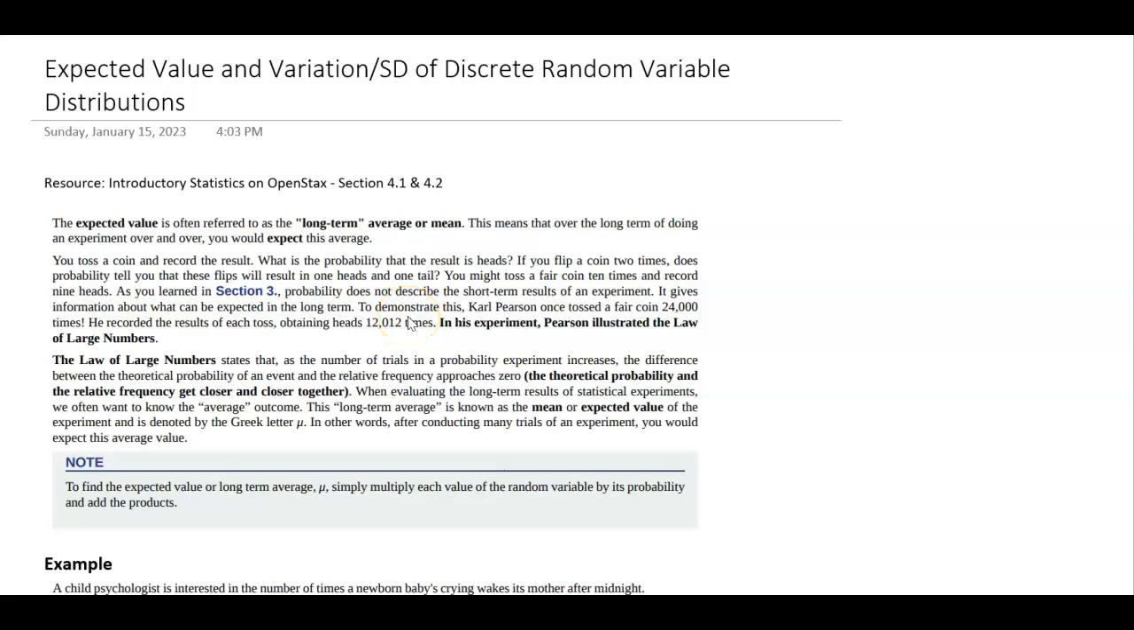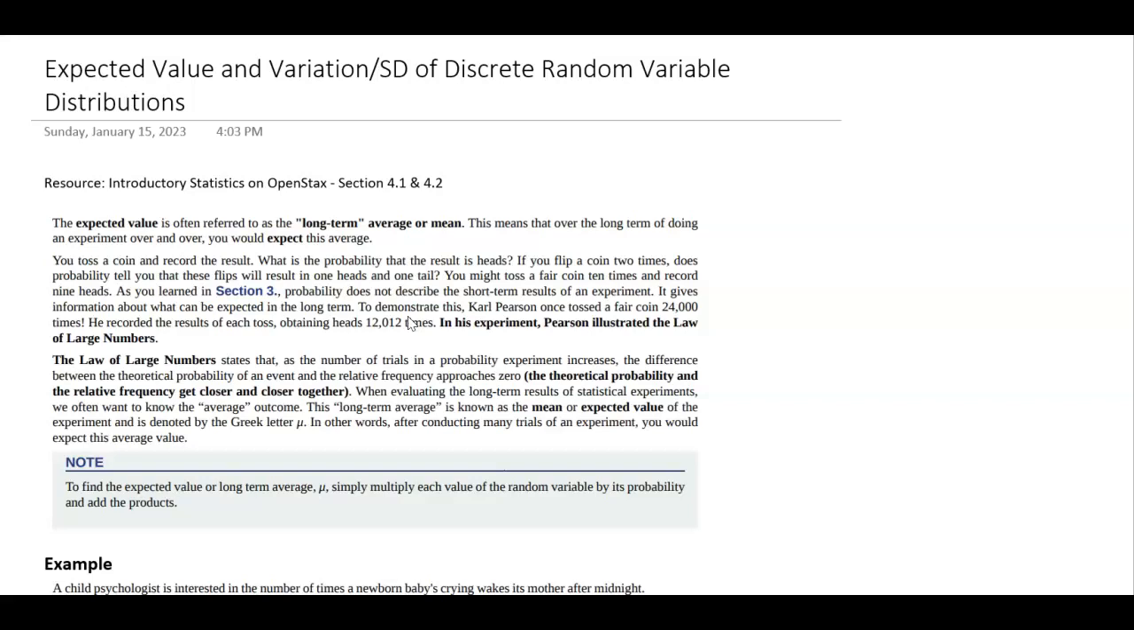This video is going to go over how to find the expected value and also the variance and standard deviation of a discrete random variable distribution. I'm going to show you an example with the long version of it, and then I will also show you how to do this in StatCrunch.